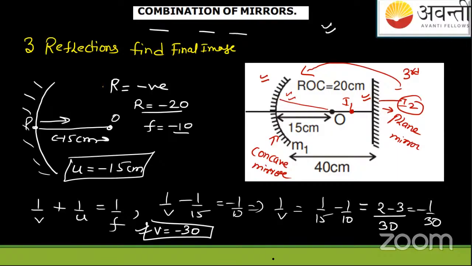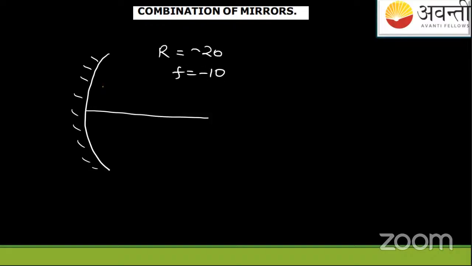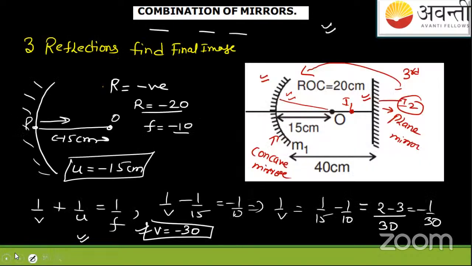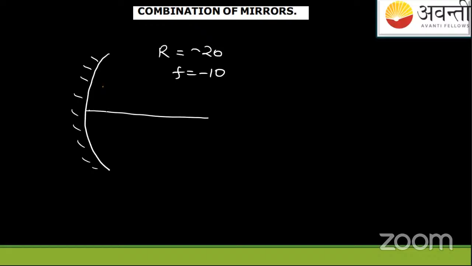So where were we? We are at v equals to minus 30. Okay, so now let us move towards v. Let me draw this image again. This is a concave mirror. So we have the radius of curvature as minus 20, and focus will be minus 10. If I switch back, u is minus 15, which will be here.